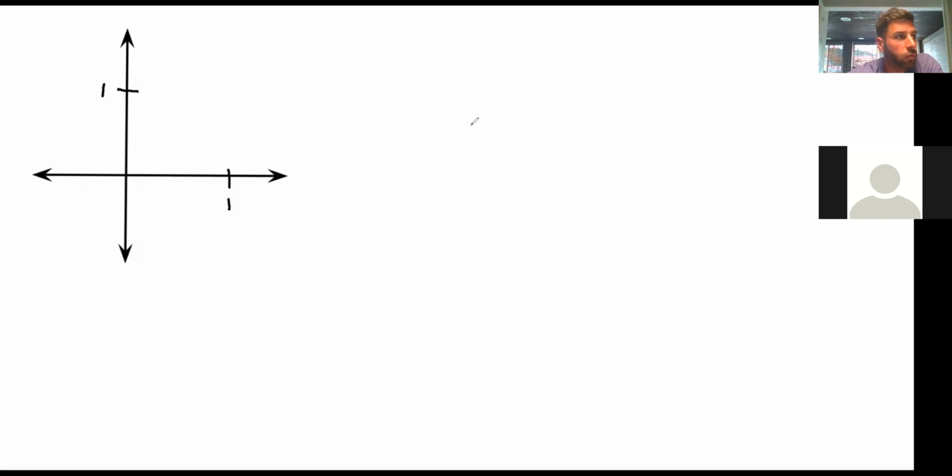So when you're drawing these guys, the square function is going to look like this. That's bad. That looks like a line.